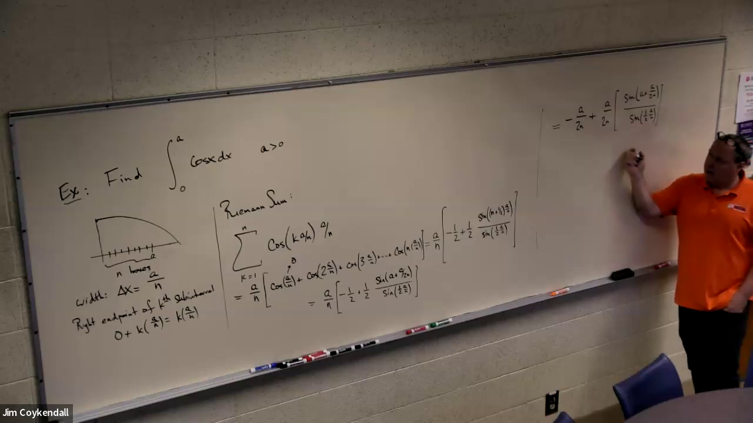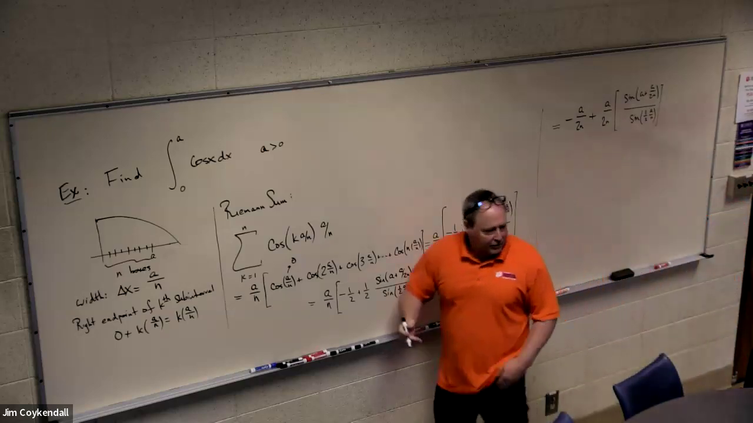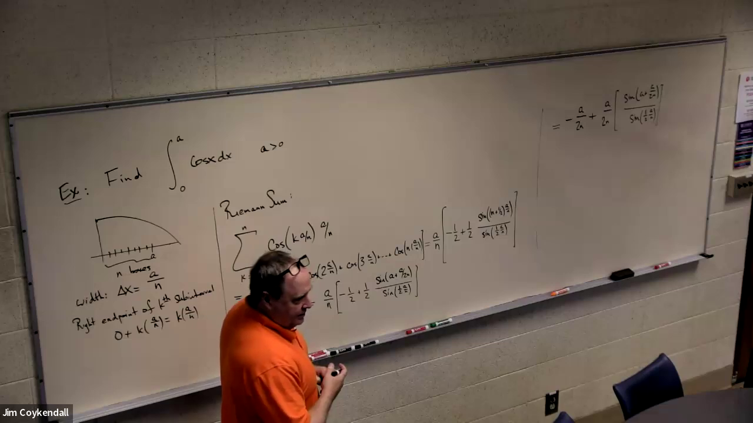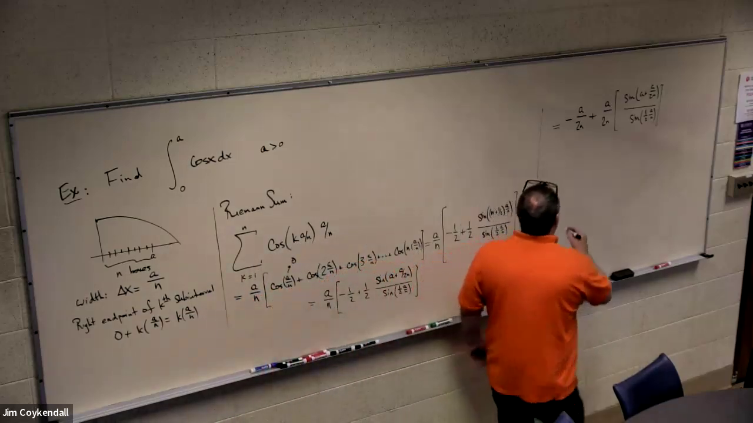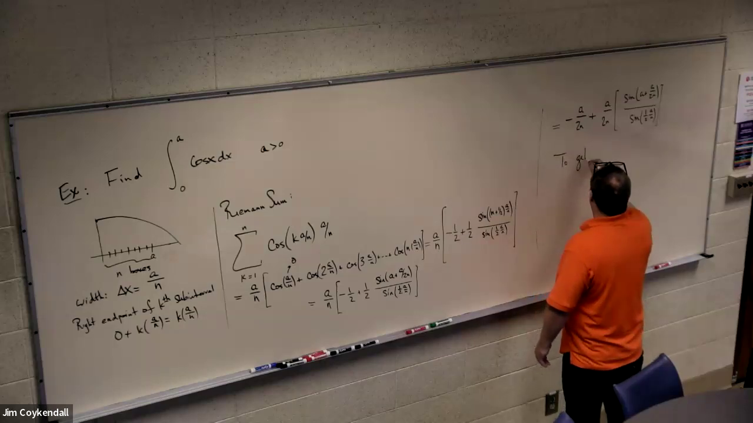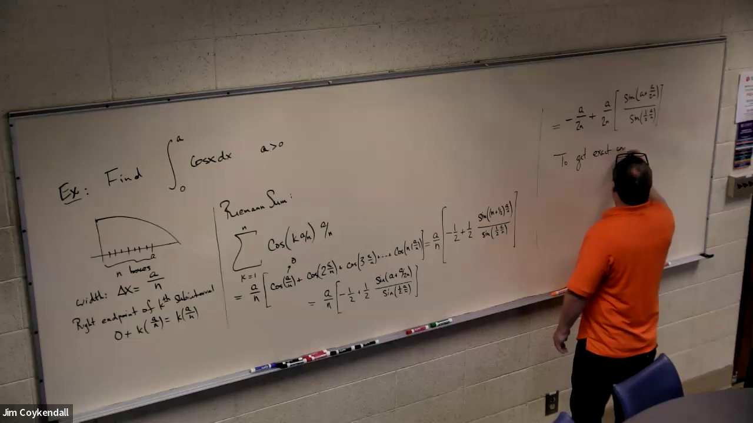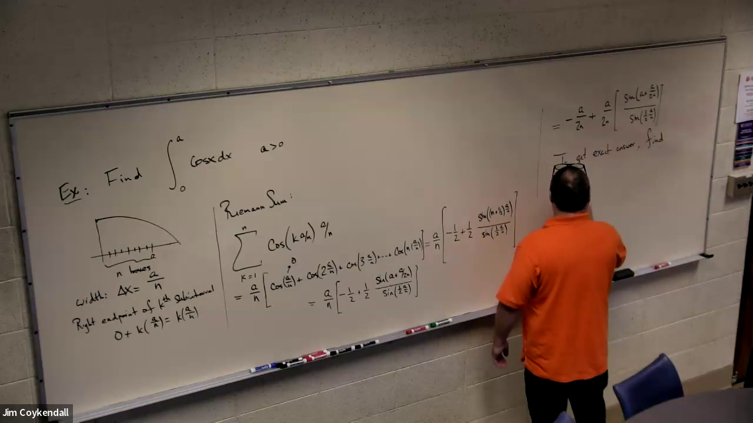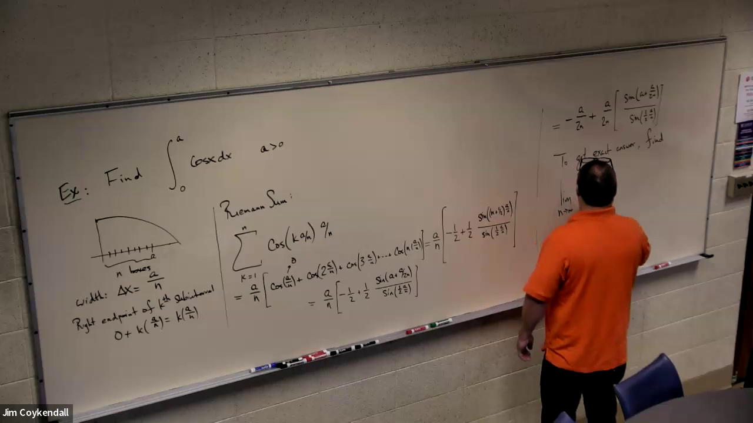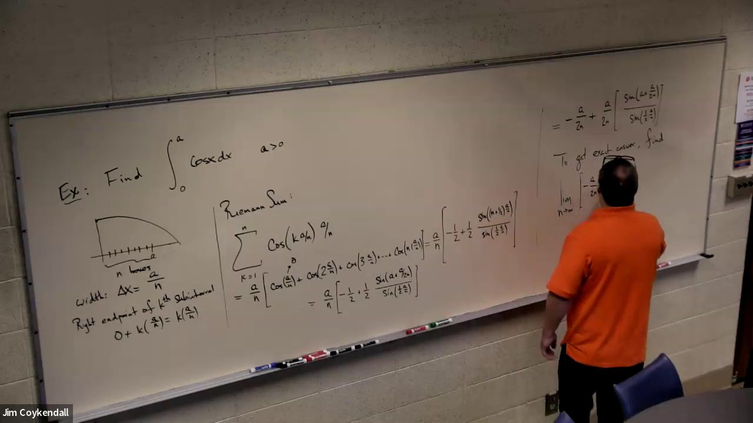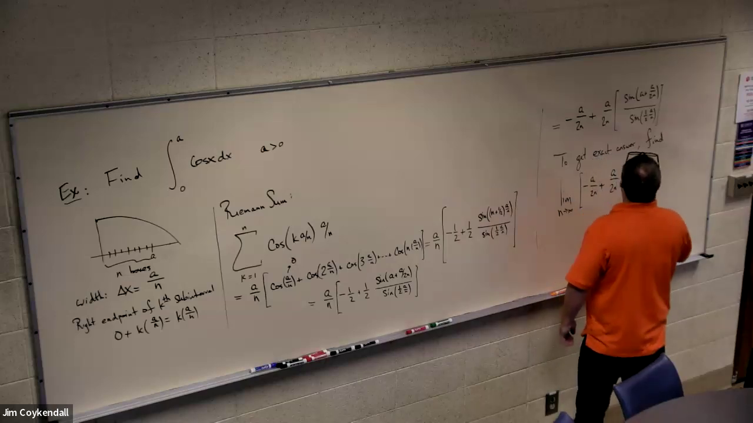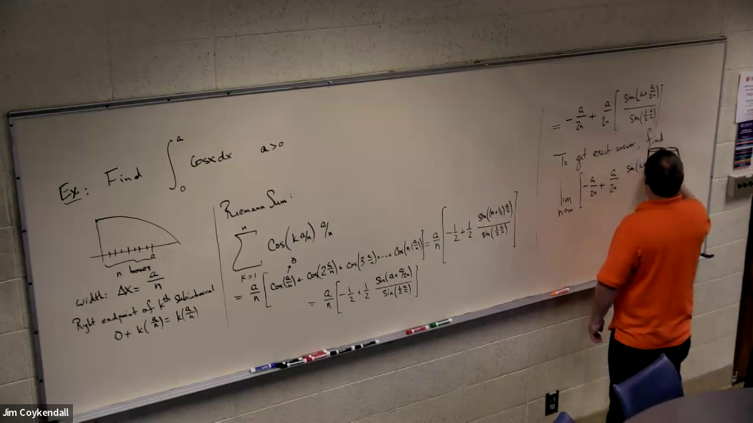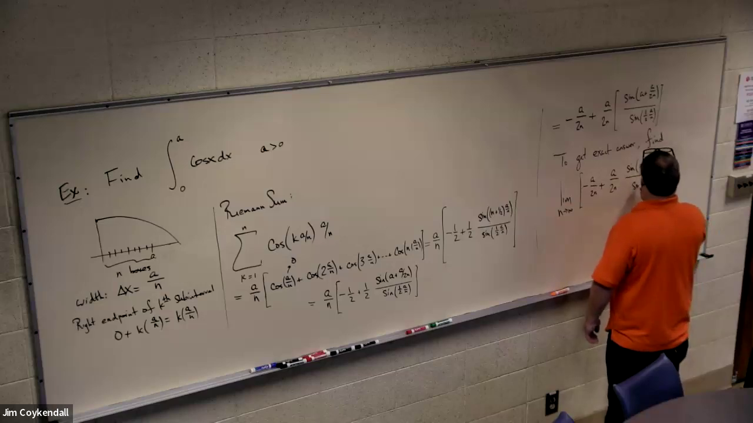And it's a mess. How do I get this exact? What do I do now? So now that I have my Riemann sum, my approximate area, what do I do here to get the exact answer? Right. Okay, so take the limit as n goes to infinity of minus A over 2n plus A over 2n times sine of A plus A over 2n over sine.